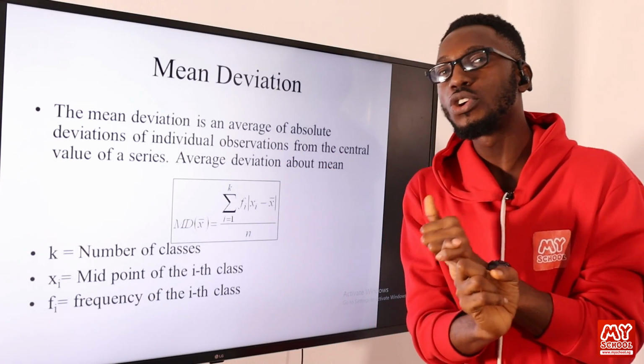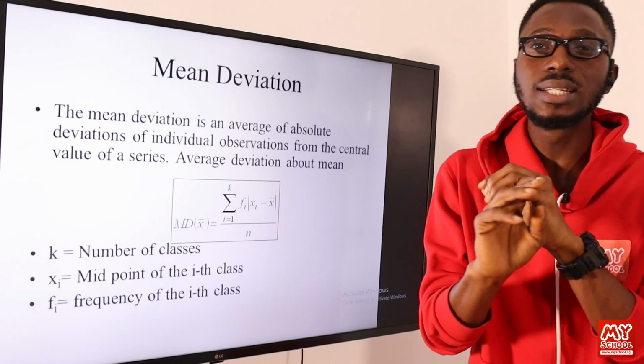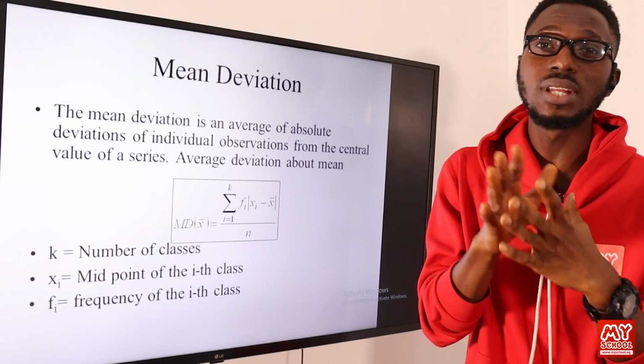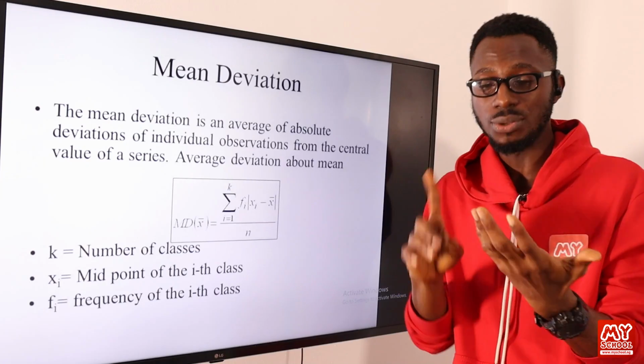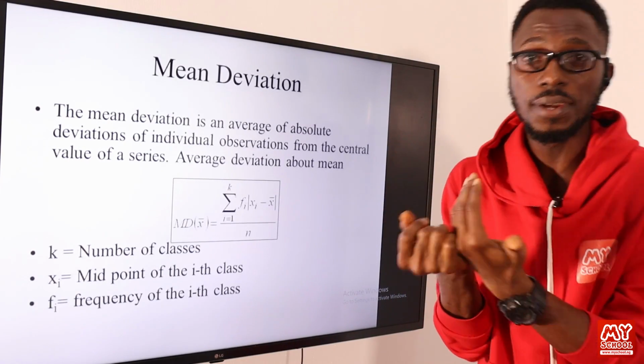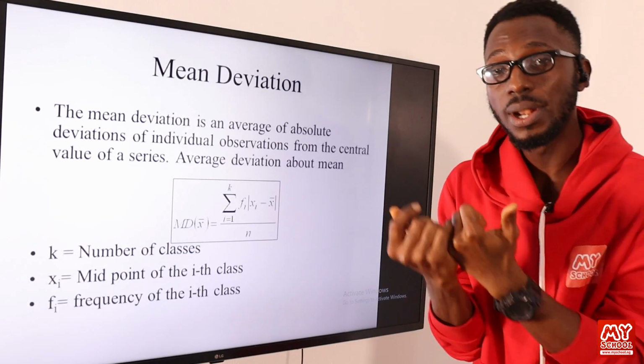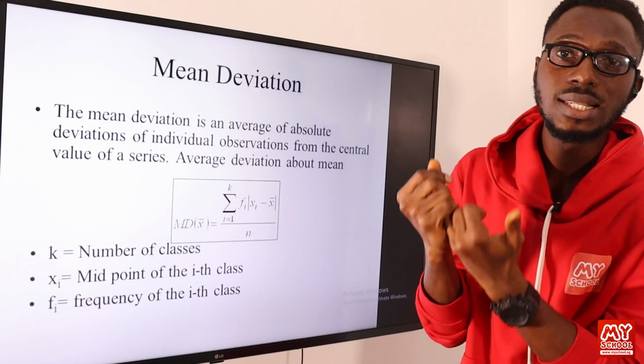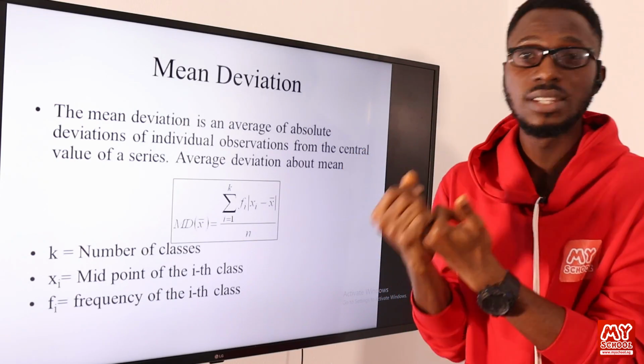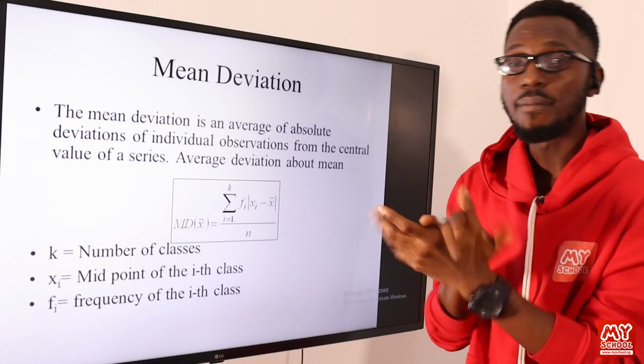So in mean deviation, you don't take account of the signs, whether your deviation comes out as negative or positive. So I have 1 minus 3, I've taken my mean to be 3. So 1 minus 3, that is 2. 2 minus 3, that is minus 1. 3 minus 3, that is 0. 4 minus 3, that is 1. 5 minus 3, that is 2.